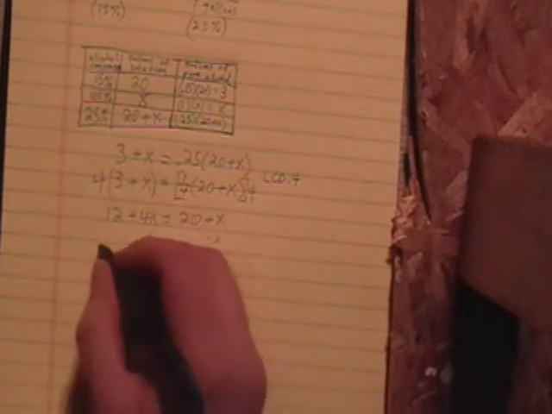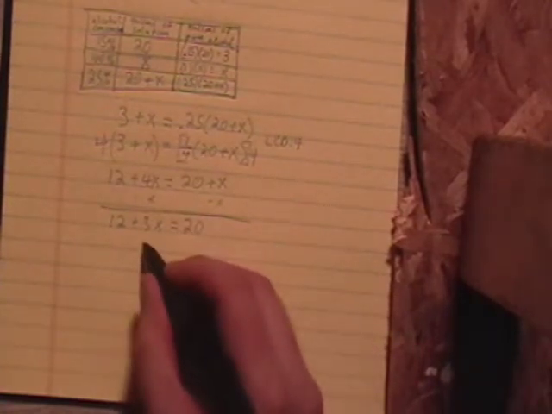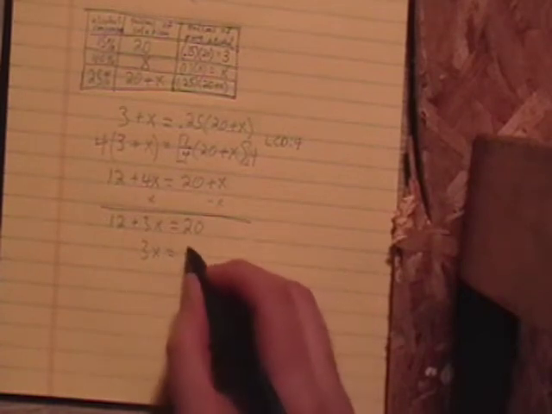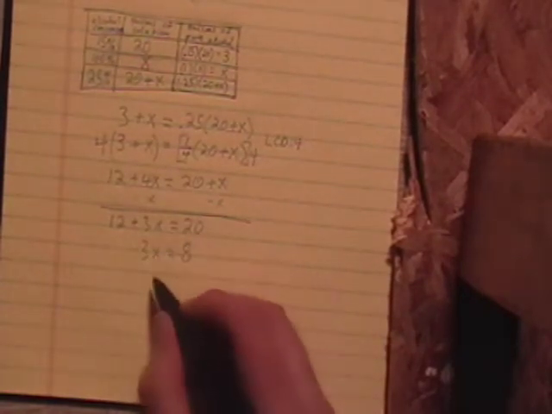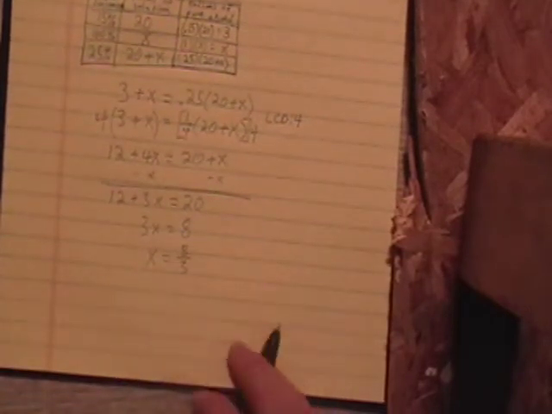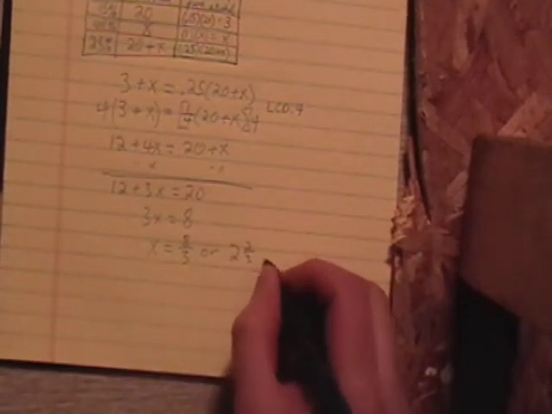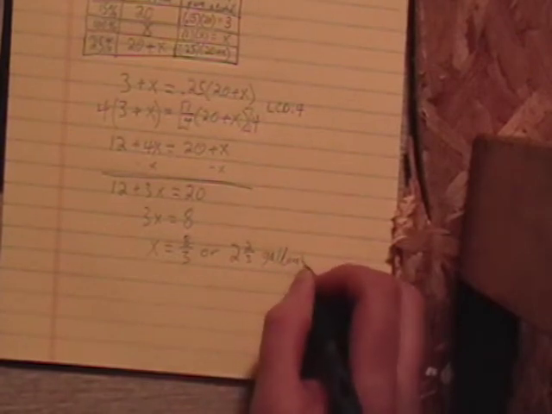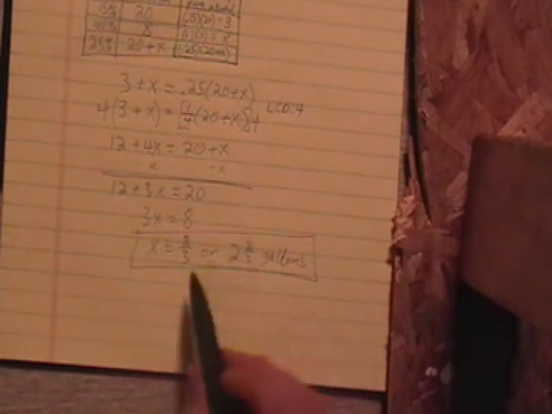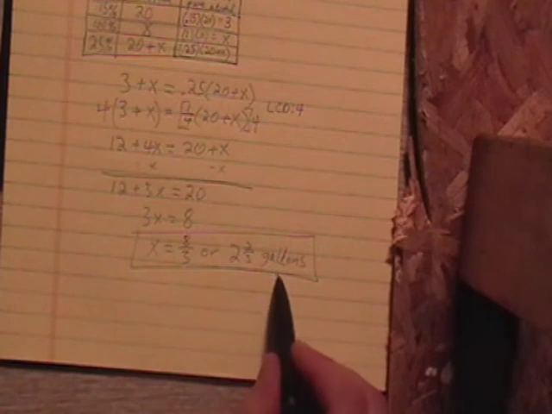Get our x's on the same side, so I'll subtract x from both sides. Okay, so 12 plus 3x is equal to 20. Meaning that 3x is equal to 8. That's just subtracting 12 from both sides. Or x equals 8/3. That's how many gallons of pure alcohol we have to add. Or 2 2/3 gallons. Either answer is fine. This answer is probably a little bit better depending on who you're showing this to.